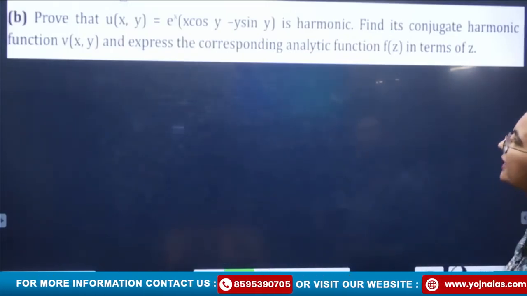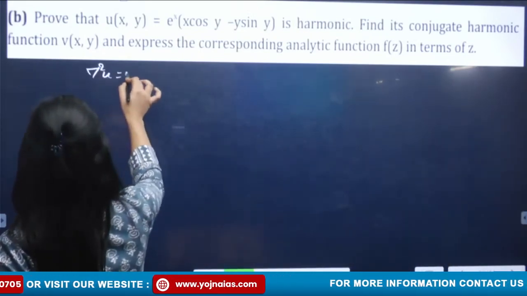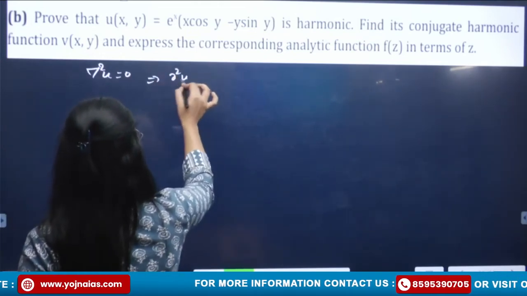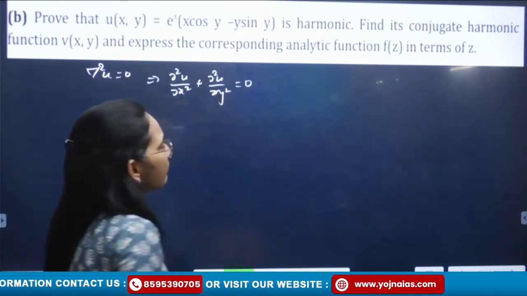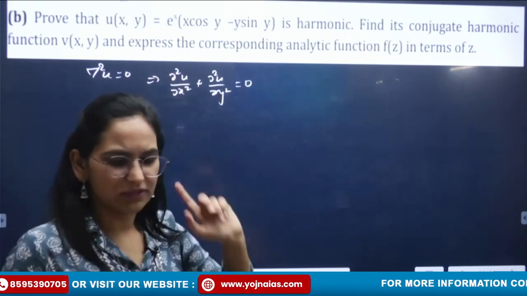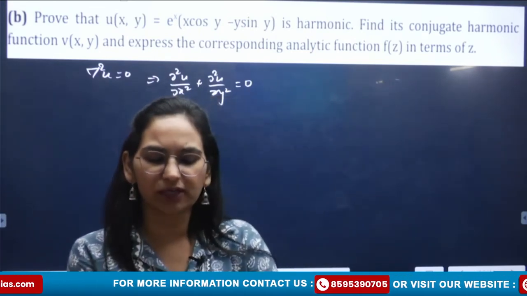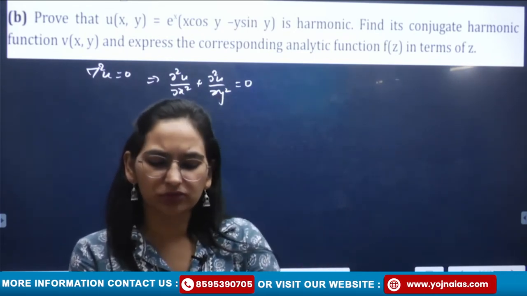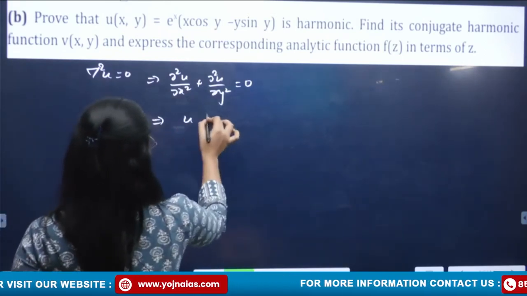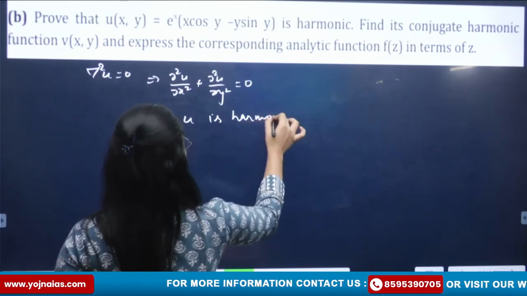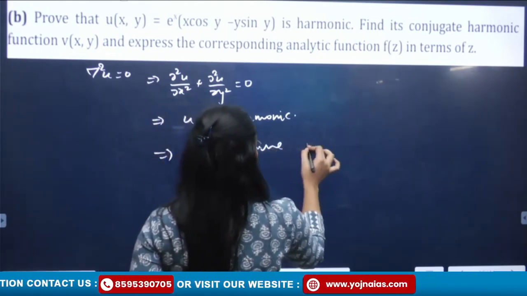Let's move to the next question. Prove that this is harmonic. To show harmonic, what you need to do is show del square u is equal to 0. And what is del square? That is del square u by del x square plus del square u by del y square. And this would be equal to 0. I will not show it because this is very basic. You can find out the values of del u by del x. First find the first order derivatives, then find the second order derivatives of both and put them in, you will get this. And if this is satisfied, then this implies u is harmonic. And if it is harmonic, any function is harmonic, then u must have a harmonic conjugate.